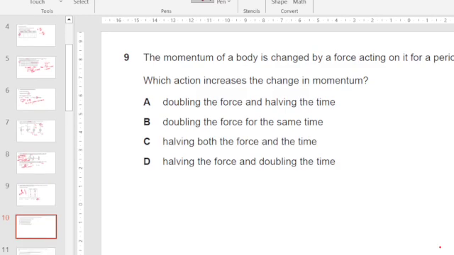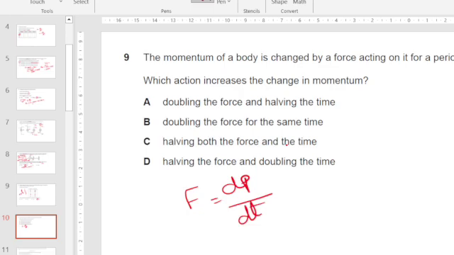And the ninth question states: the momentum of a body is changed by a force acting for a period of time. Which action increases the change in momentum? Now, before going to this, what is the relation between force and momentum? Hope you know this. We are getting this relation from Newton's second law. That is, the force acting on an object is directly proportional to the change in momentum with respect to time. Newton's second law of motion.